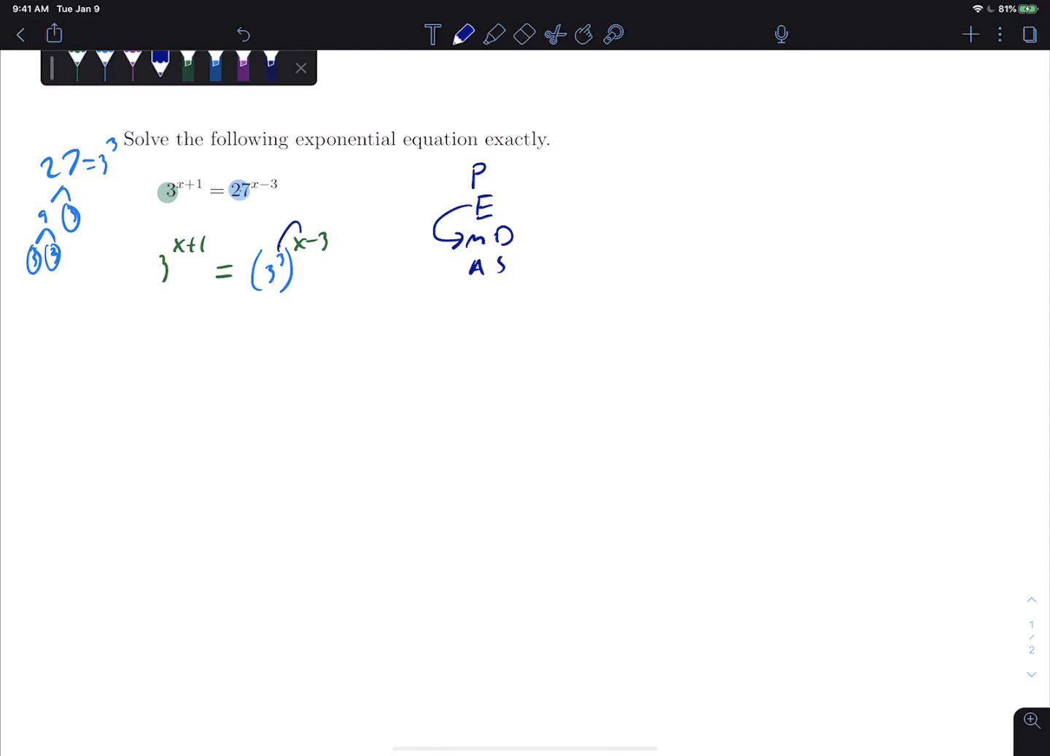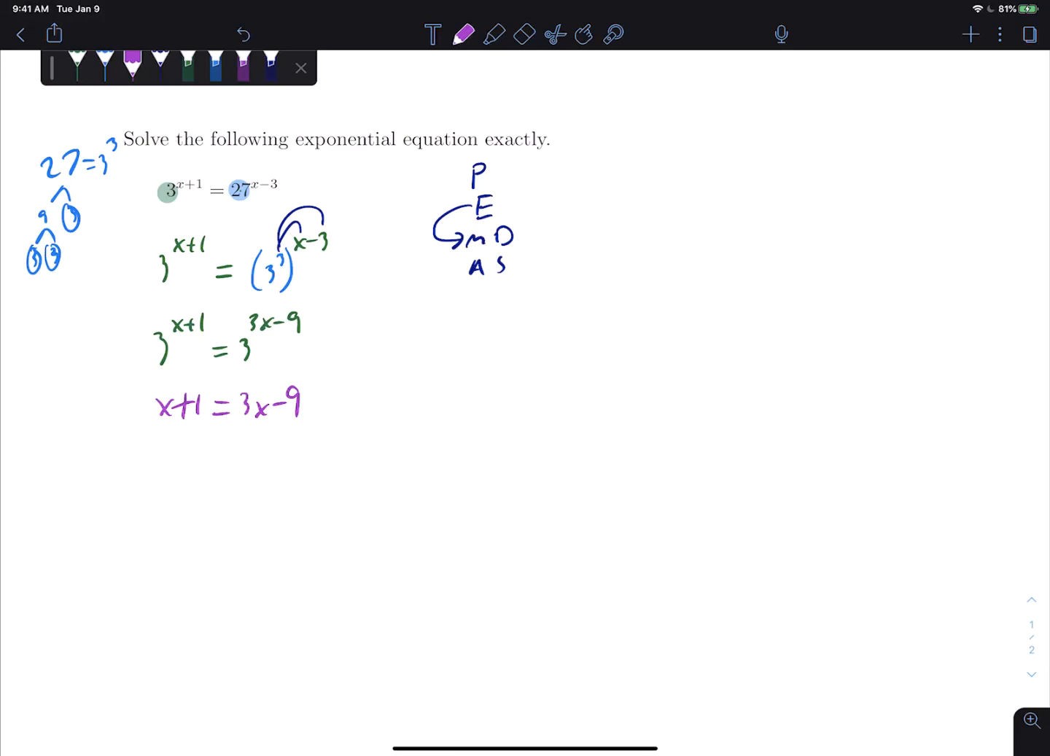In other words, we're going to need to distribute that 3 as the exponent to both the x and the negative 3. So this is going to give us 3^(x+1) is equal to 3^(3x-9). Now, notice that we have a 3 on the left-hand side, a 3 on the right-hand side, so now we have a common base, which means the exponents must be equal to each other. Therefore, x + 1 should equal 3x - 9.